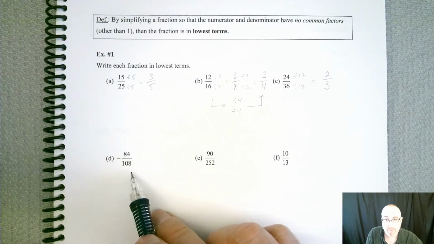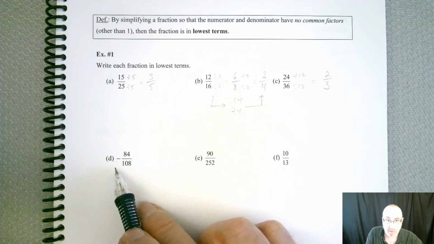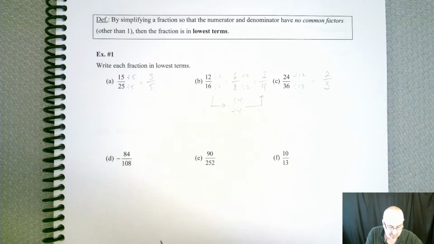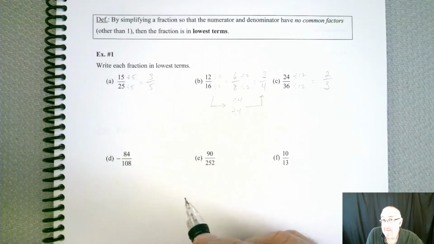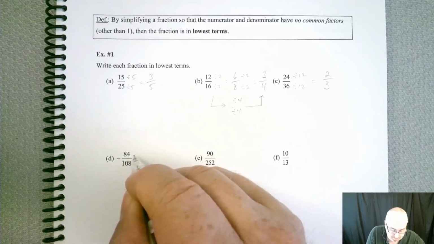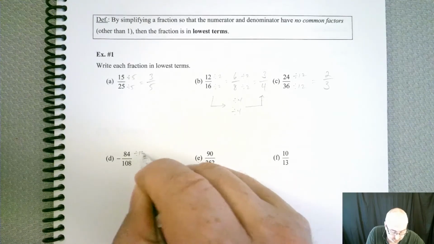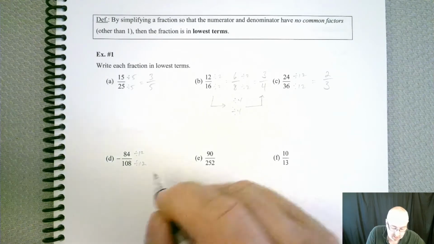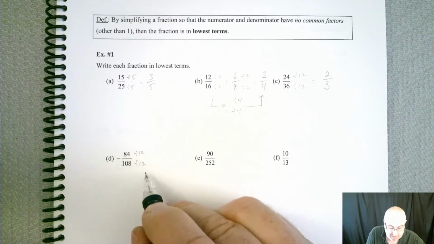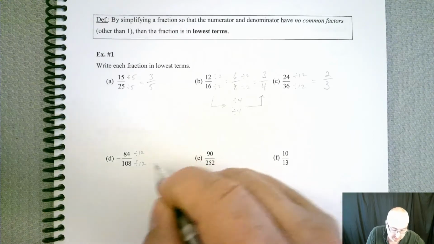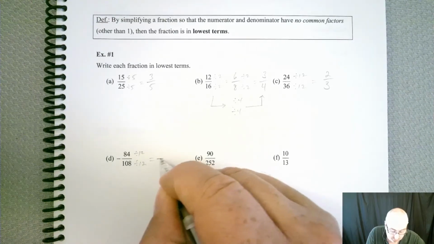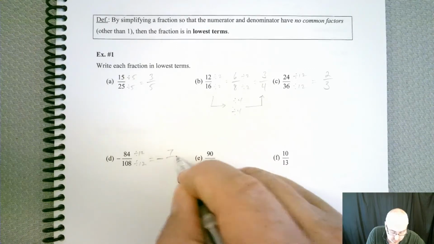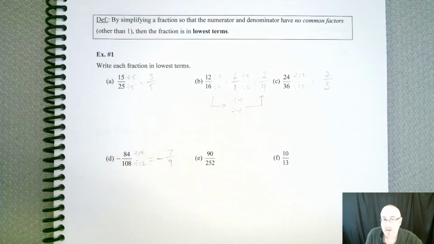Here's another one: 84 over 108. And we've got a negative that we don't want to forget about. So what can we divide out of those? Any ideas? Well, sadly, I think 12 works again. 12 goes into 84 7 times, and 12 goes into 108 9 times. So if we don't forget the negative, we should get a negative 7/9.